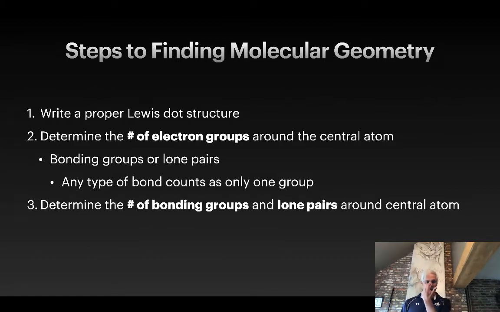So once we've looked at the number of electron groups, we need to break those out into types of groups. So we want to look at the number of bonding groups and the number of lone pairs around that central atom. So the number of electron groups is going to determine where everything goes, and the number of bonding groups and lone pairs is going to determine where the bonds go and where the lone pairs go. And the last thing we do is we look at a table and find our molecular geometry.